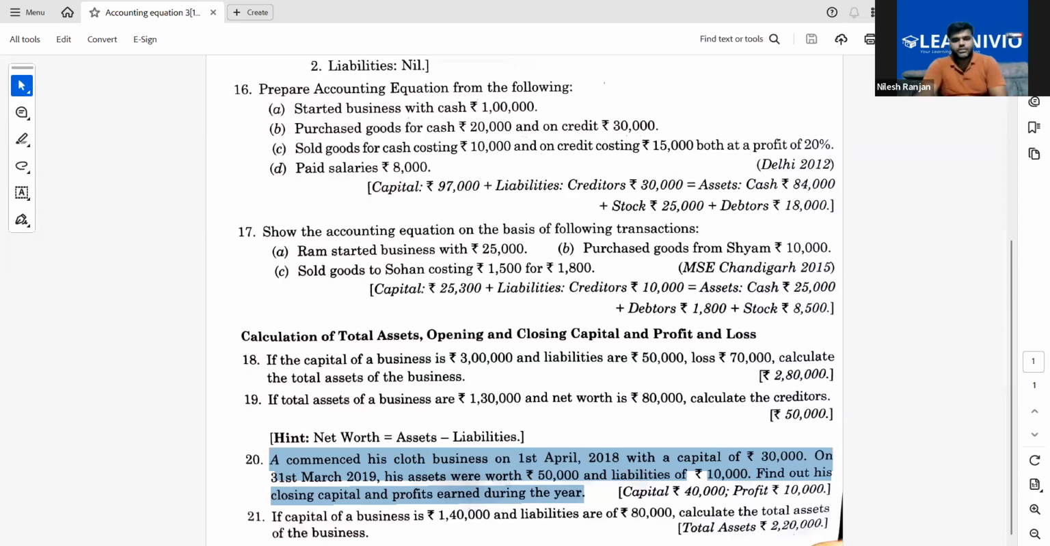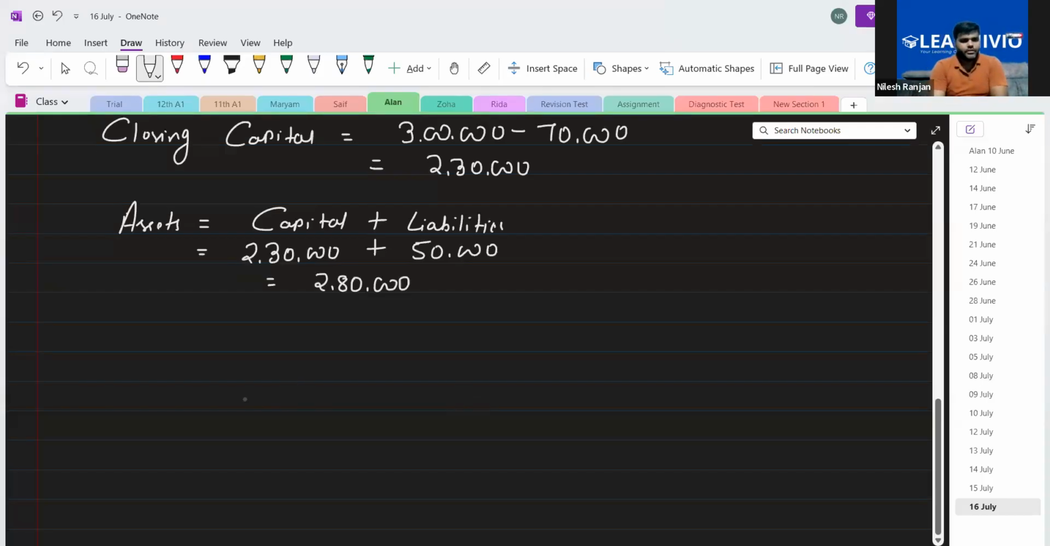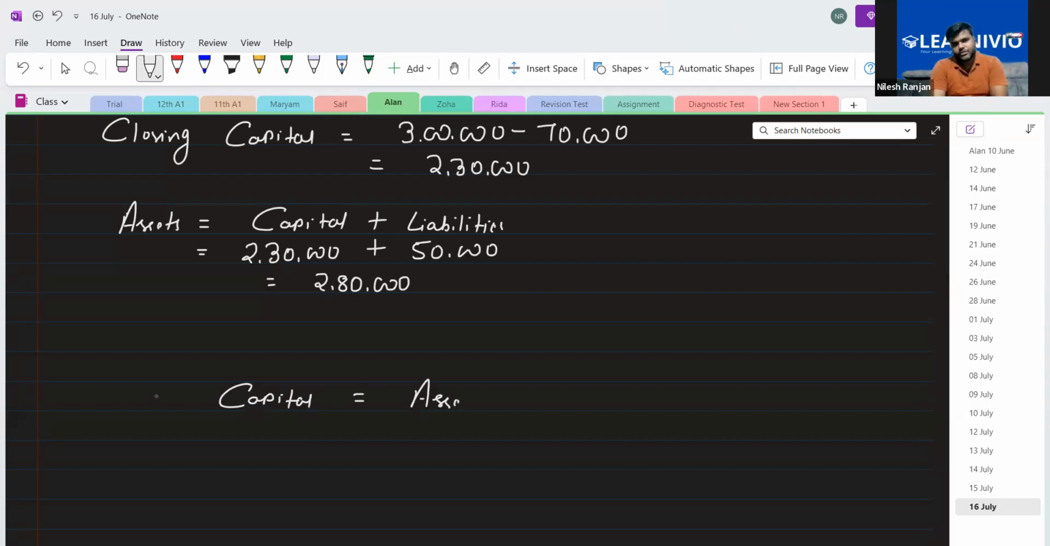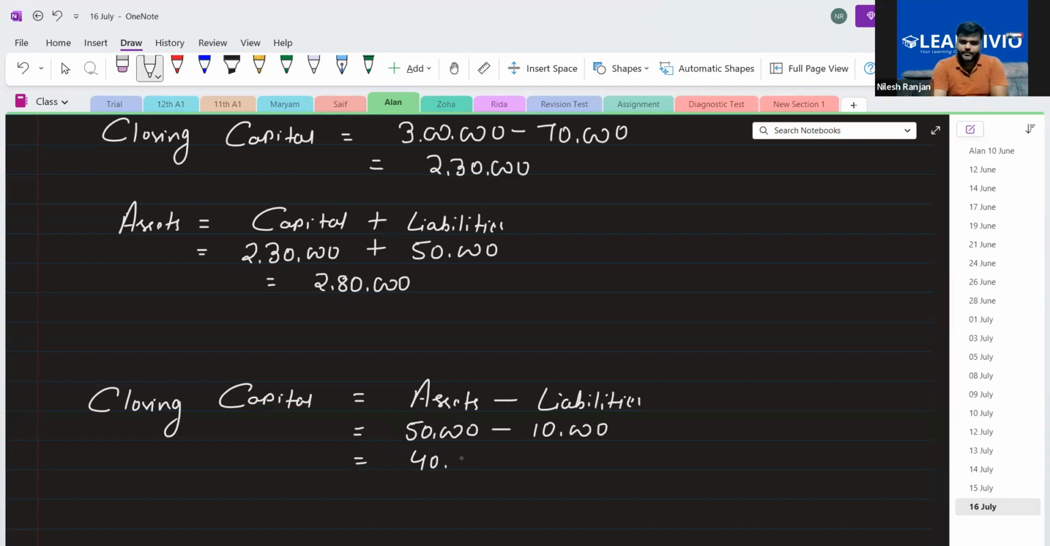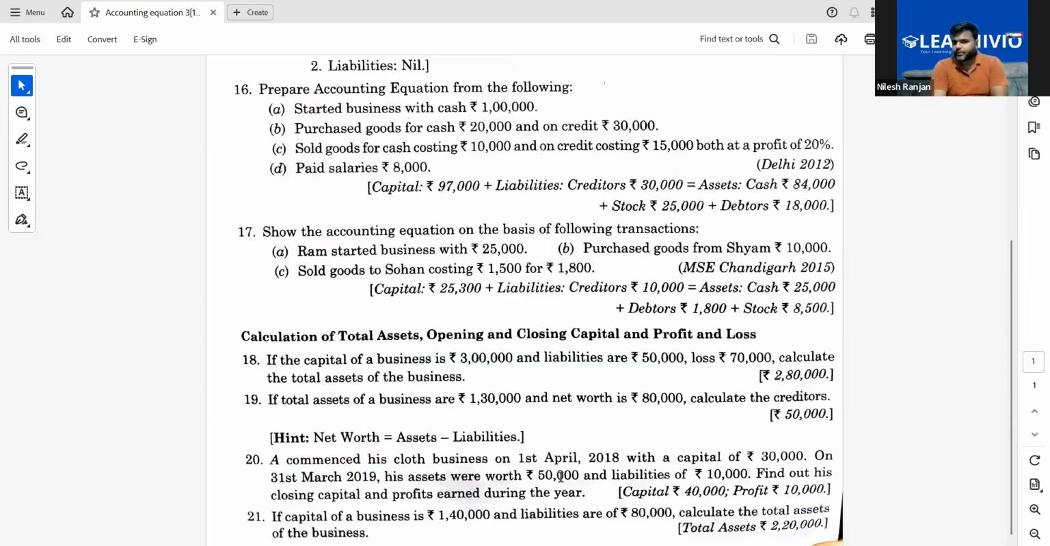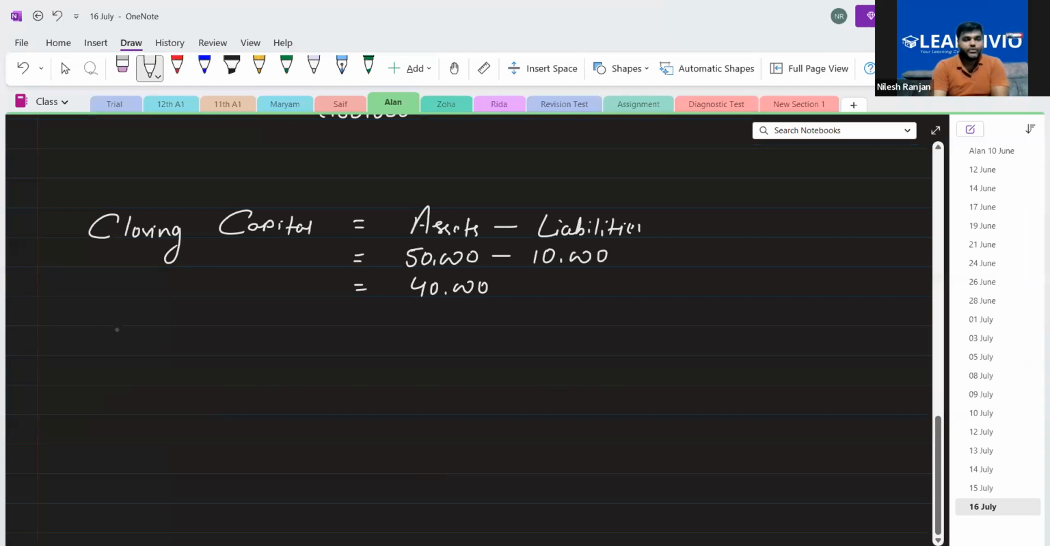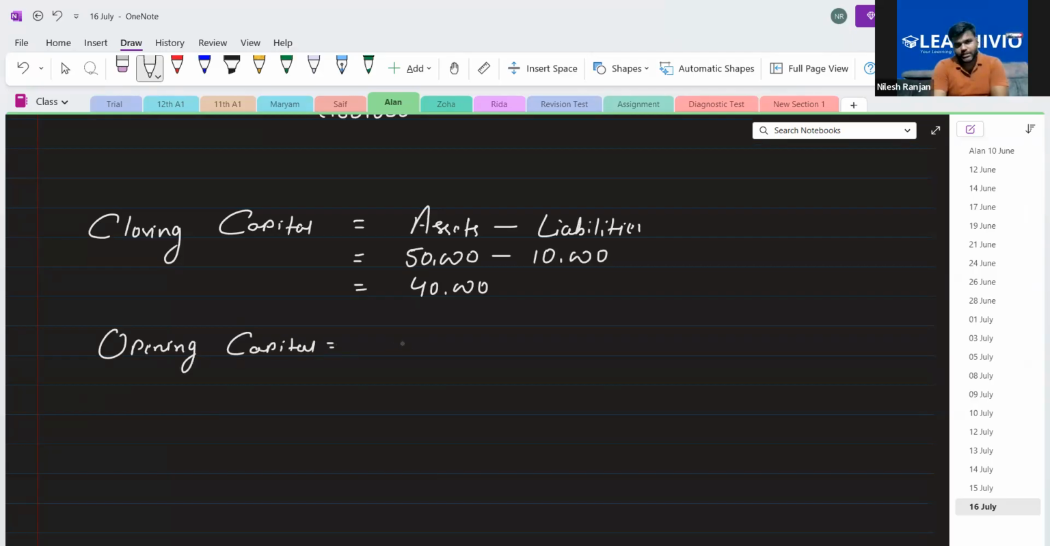Okay, first of all, the closing capital we have to calculate: it will be assets minus liabilities. This is closing capital we are calculating. 50,000 minus 10,000. It is 40,000. So 50,000 is the last date's assets, liability 10,000. So closing capital is 40,000. Now we have calculated the closing capital, and opening capital is given in the question, that is 30,000.